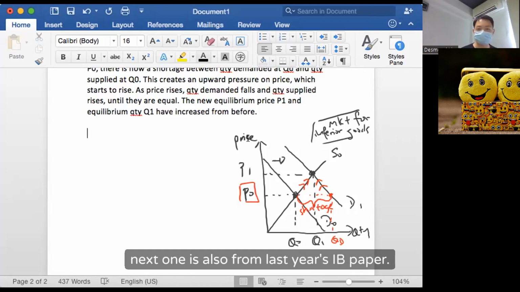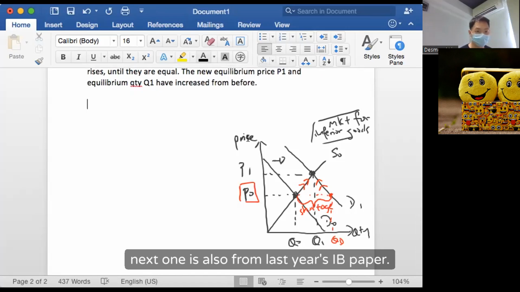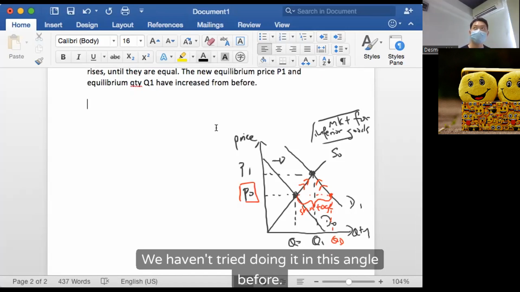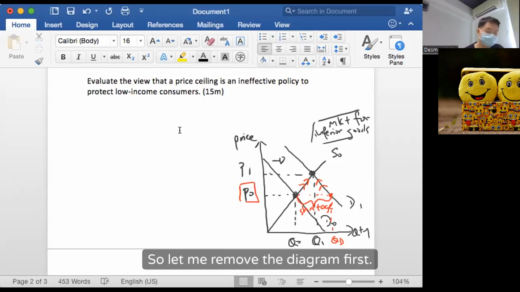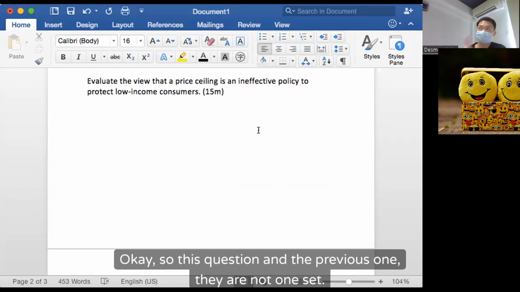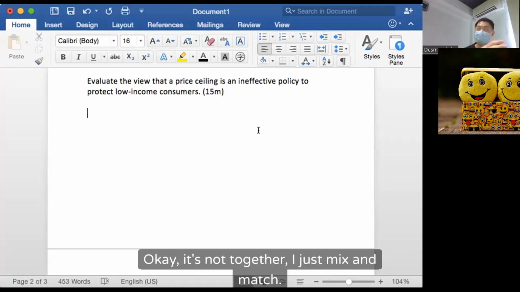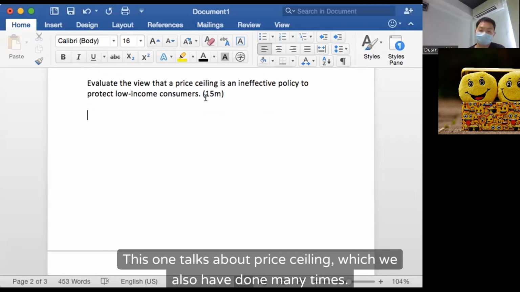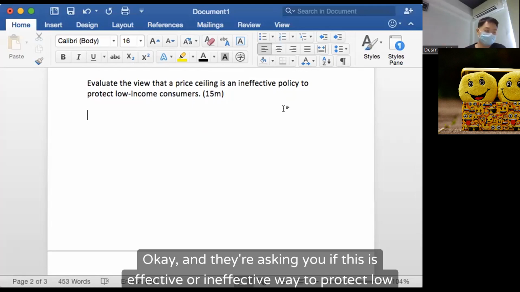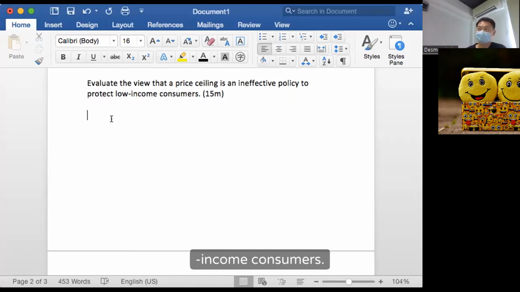Okay, so next one is also from last year's IB paper. This one is a twist. We haven't tried doing it from this angle before, but it'll be quite interesting. Okay, can. So let me remove the diagram first. Okay, so this question and the previous one are not one set. I just mix and match. The previous one talked about demand and supply. This one talks about price ceiling, which we have also done many times. And they're asking you if this is an effective or ineffective way to protect low-income consumers.